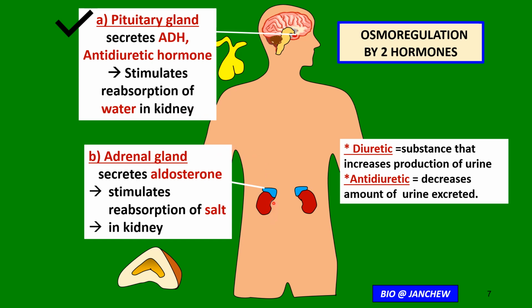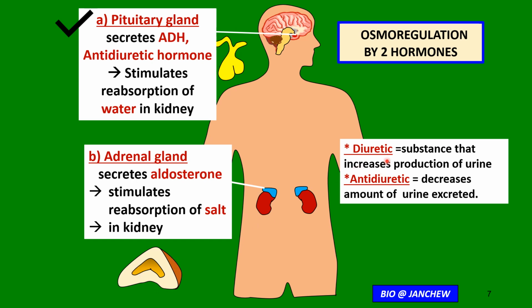And then we have the adrenal gland, which secretes the hormone aldosterone to stimulate reabsorption of salt from the urine in the renal tubule back into the blood when a person lacks salt, doesn't eat enough salt. And so we have to recognize the shape of the glands also. This is the pituitary gland and this is the adrenal gland. That's like a triangle like that.